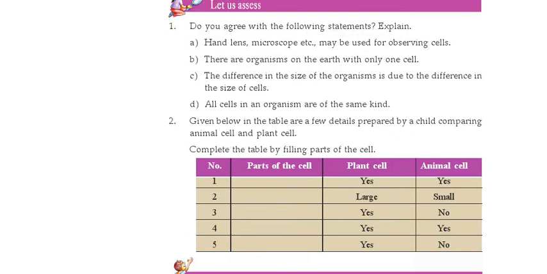Look, plant cell and animal cell. A part that is seen in both plant cell and animal cell: yes, we can write cell membrane. Then second one, the part that is large in plant cell and small in animal cell: yes, vacuole. V-A-C-U-O-L-E. Then next, yes or no: present in plant cell but absent in animal cell. Which part is that? Cell wall.